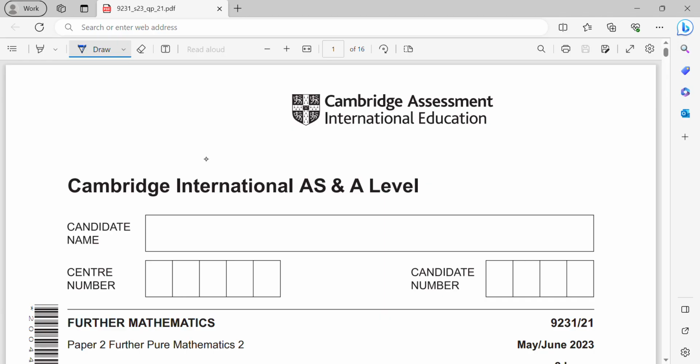This video is to discuss Cambridge International AS and A-Level Further Mathematics Paper 2, which is Further Pure Mathematics 2 for May-June 2023, and the code is 9231/21. The contents of this paper will be the same as 9231/22.